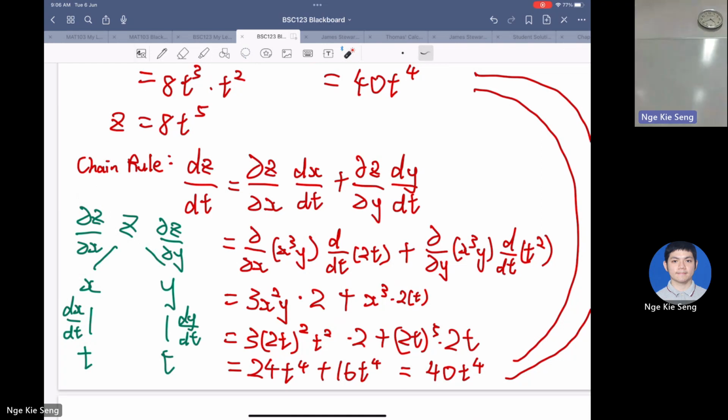When we want to differentiate z all the way down to t, you can see there are two paths. When you go along one path, you multiply the derivatives, and if you have different paths, you add them up. So to differentiate z with respect to t, you go down one path, del z over del x times dx over dt, plus another path, del z over del y times dy over dt. So this is a mnemonic for this formula. So far, okay? Good?